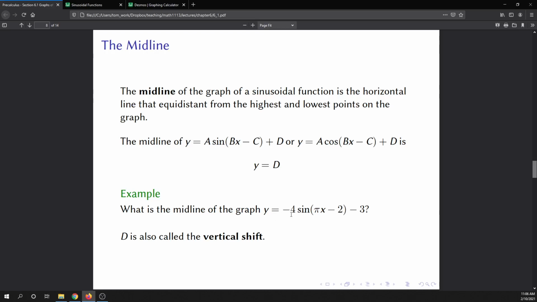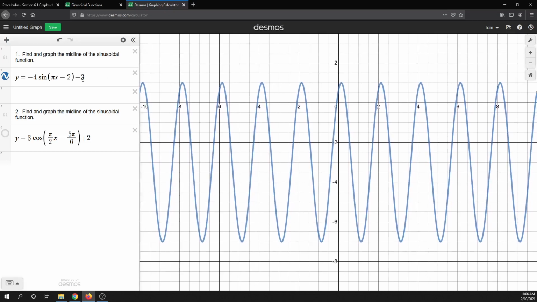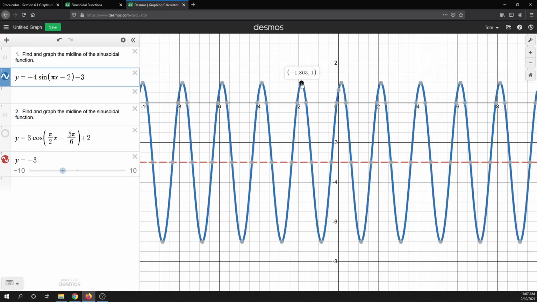What is the midline of the graph y equals minus 4 sine(pi x minus 2) minus 3? So here I have that function. Okay, and we can look at just the value for d in this case, and we can see that y equals minus 3 is going to be the midline. You can see that horizontal dashed red line is halfway in between the high points up here and halfway between the low points as well. So it's pretty easy to find the midline if you've got the formula and it's in the standard form. You just read it off.